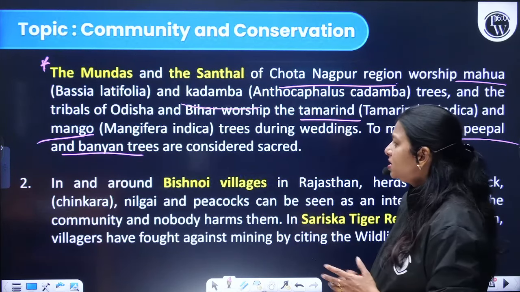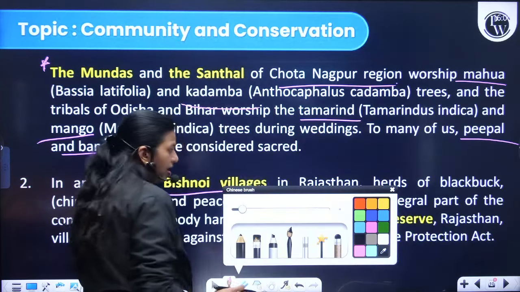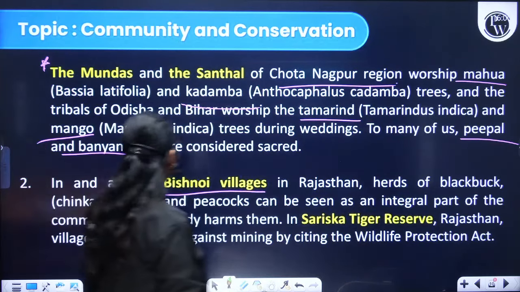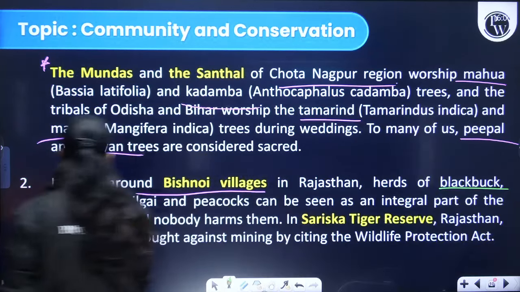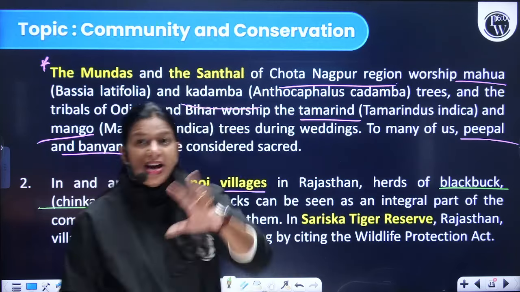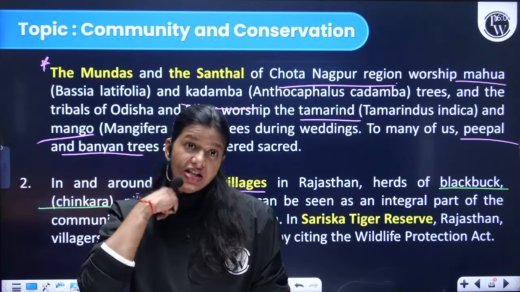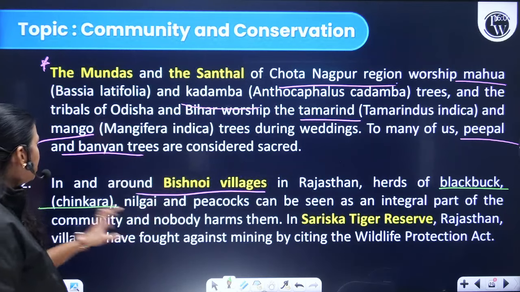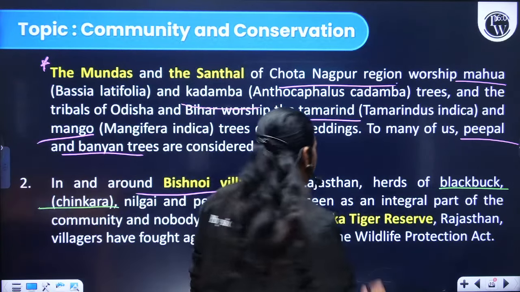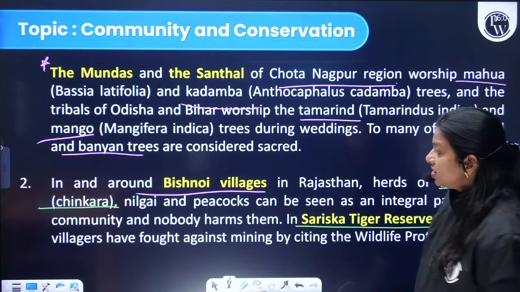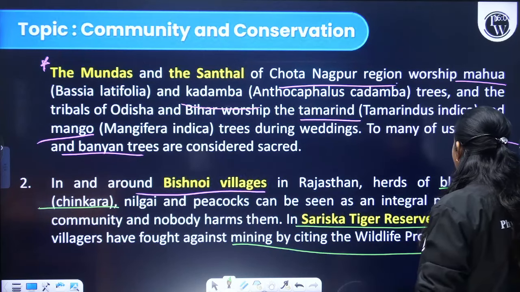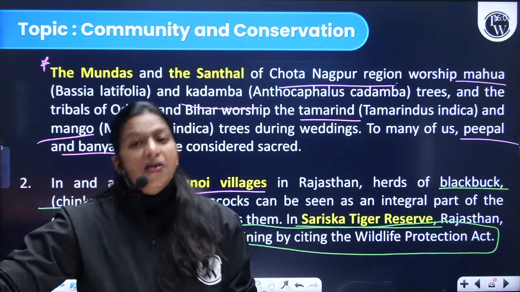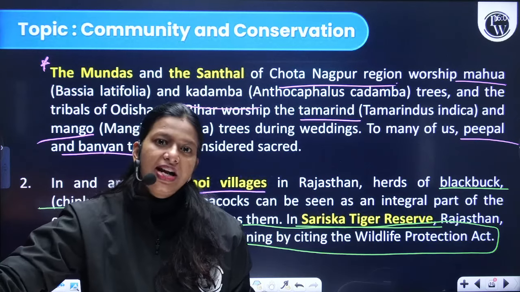Then we have many other examples, like the Bishnoi villages in Rajasthan. They are very, very devoted vegetarians and protectors of the black buck, the chinkara, nilgai and peacock, a few animals which are seen in these areas. The black buck especially, kala hiran, right, can be seen as an integral part of the community and nobody harms them. In Sariska tiger reserve, which is in Rajasthan, villagers have fought against mining by citing the Wildlife Protection Act. There was dolomite mining going on close by, which was damaging the forest, which in turn was disturbing the lives of the animals there.